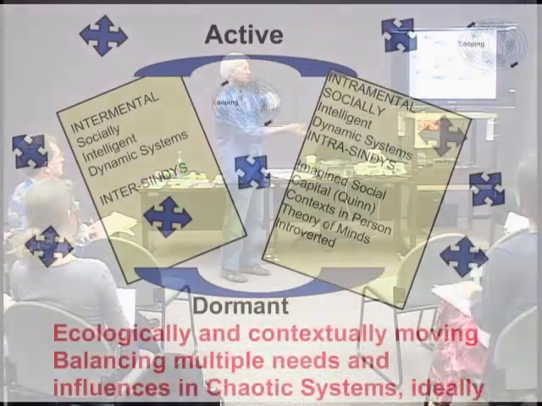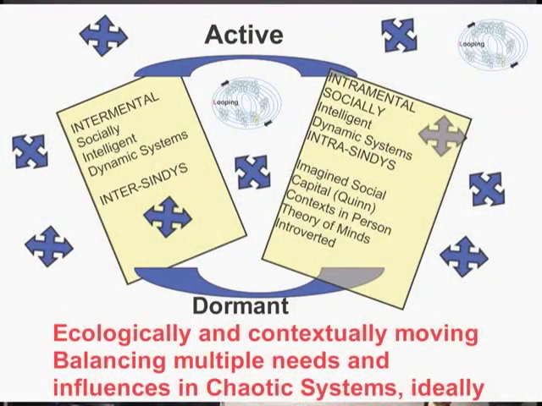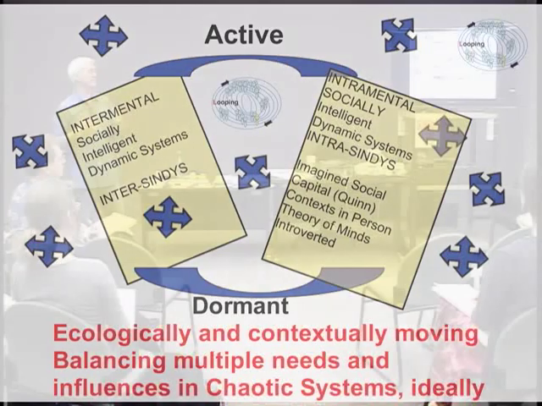Great. So these are continuums from inter to intra, dormant to active. And again, nothing's good or bad. I think if you stay too long in one area, that might get bad. You probably need to circulate and move around and to have a good balance. So this last slide tries to put it all together. It's just showing that things can go off kilter, but it's a cycle and you're moving around. And that ecologically and contextually, you're moving and you're balancing multiple needs and influences in chaotic systems, ideally.